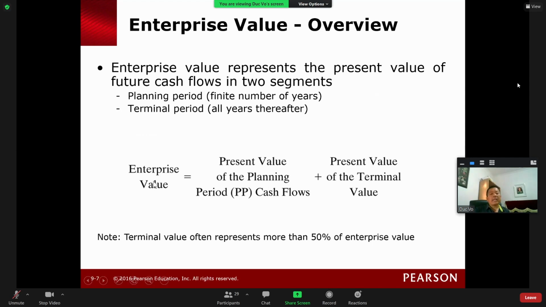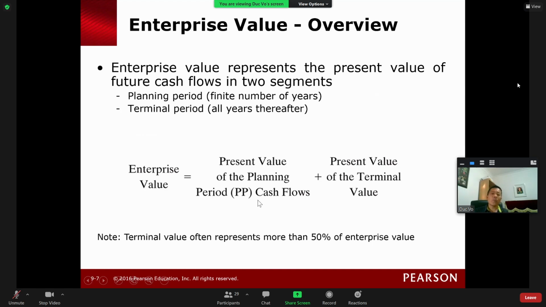Now, when you look at the enterprise value, as I say, because the life of the company will last indefinitely, and you cannot forecast indefinitely. So when you do the valuation, you need to decompose the value of the enterprise into two components. The first one is you work out the present value for the first 5 years, and I call the first 5 years the planning period. And then the second one is you work out the present value for the terminal value.